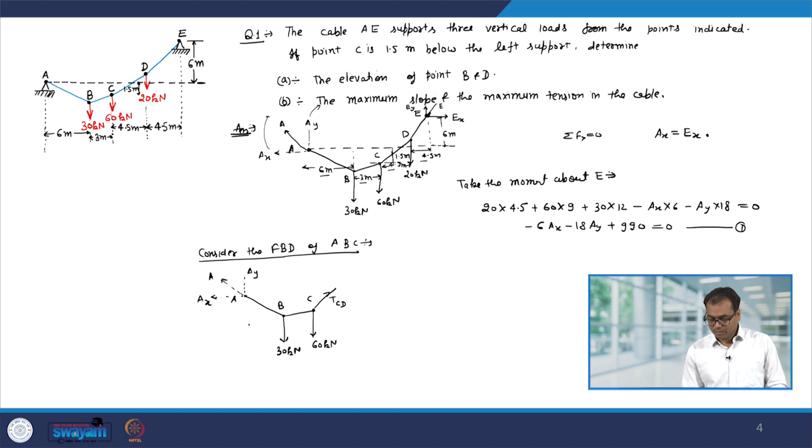Now, again various geometrical parameters are given. So, for example, this distance is 6 meter, this is 3 meter, and this distance is also given, it is 1.5 meter. So, let us take the moment about C.